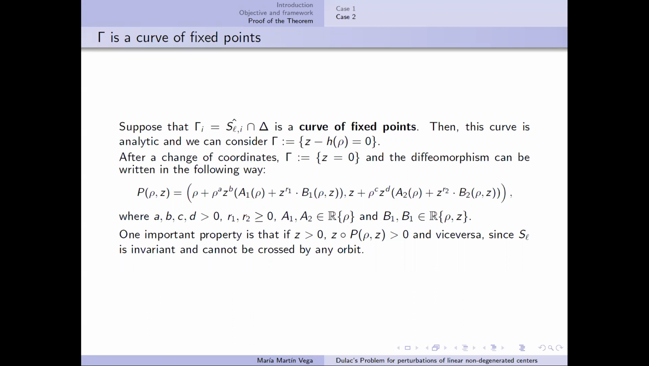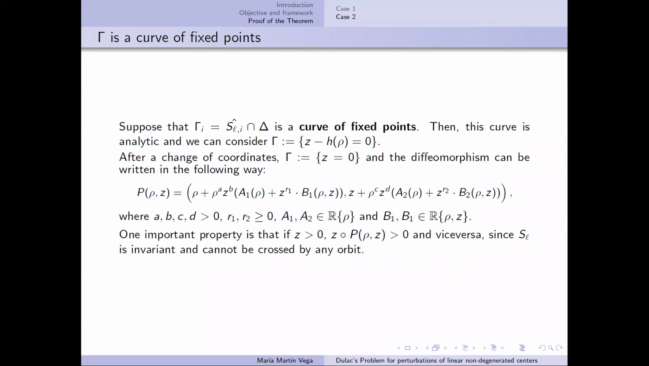We can write the Poincare map in this form. We have that the divisor and the curve of fixed points that is set equal to 0 are curves of fixed points, so the powers here are greater than 0. Secondly, to treat the more interesting case, we can suppose that R1 and R2 are greater than 0. And the other functions are just analytic functions.